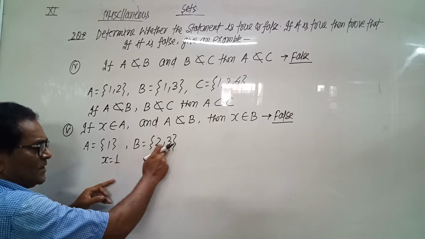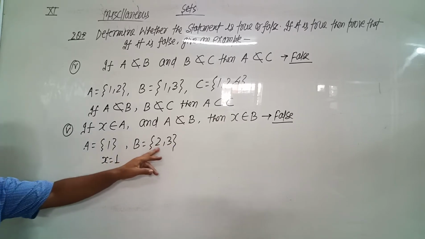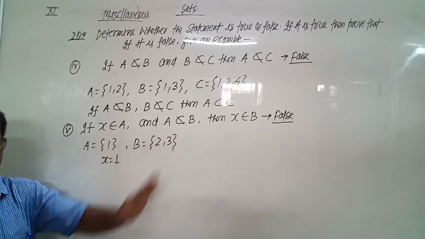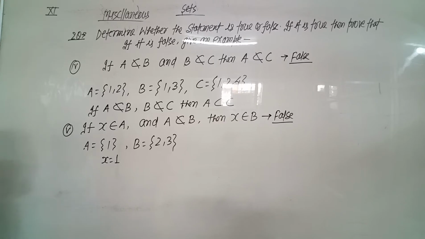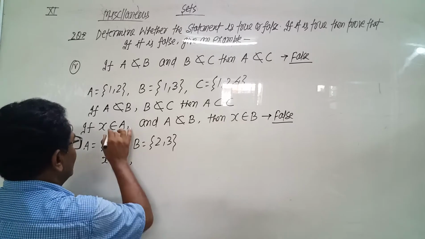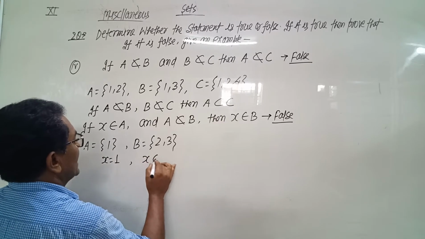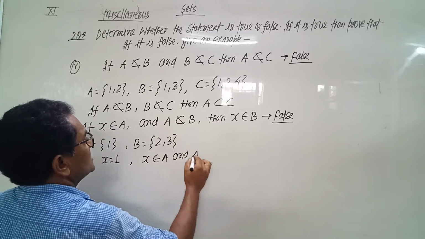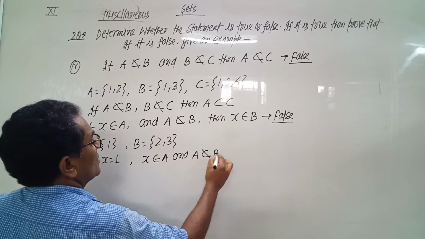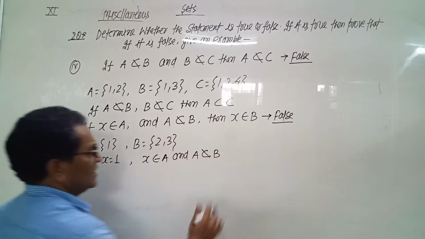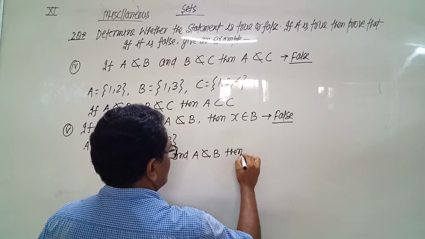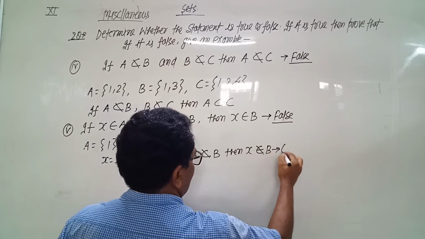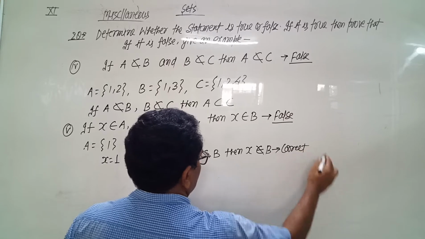But 1 doesn't belong to B. So this statement is false. What would be its correct statement? The correct statement is: if X belongs to A and A is not a subset of B, then X doesn't belong to B. This is the correct statement.